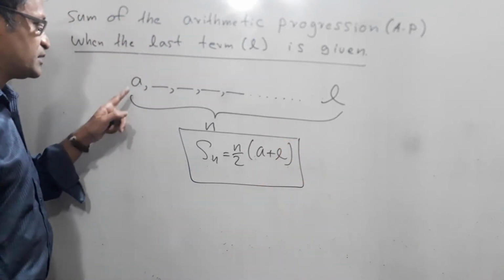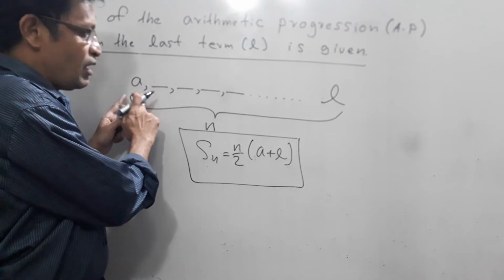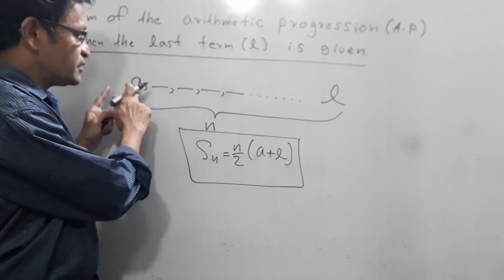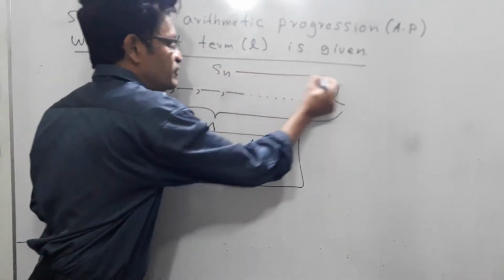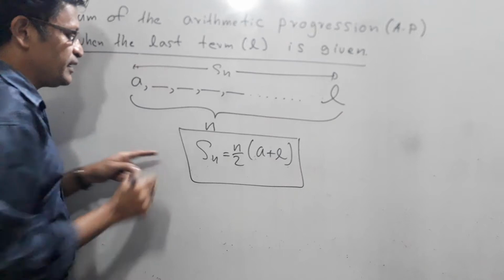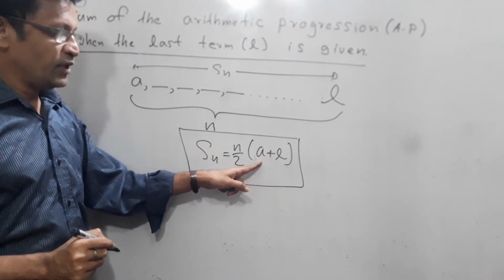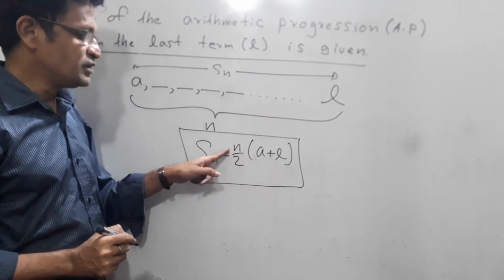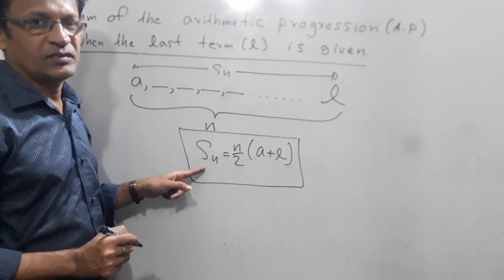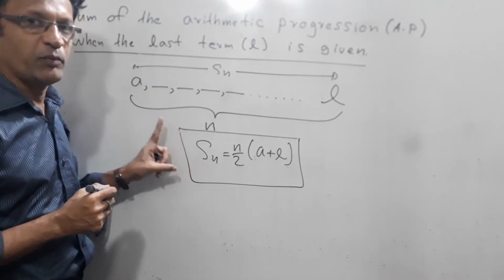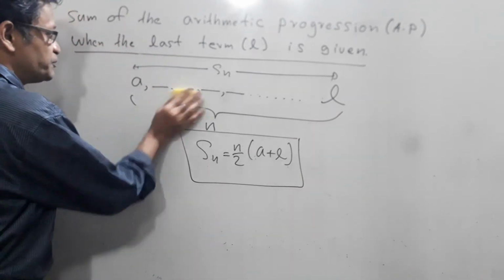Here the first term is A, the last term is L, and the number of terms is n. Then the sum of these terms we call Sn, which equals n over 2 times (a plus L). A means the first term, L means the last term, n means the number of terms, and Sn means the sum of those n terms. Clear? So you have to memorize this formula to solve this kind of question. Now we will do one question first.